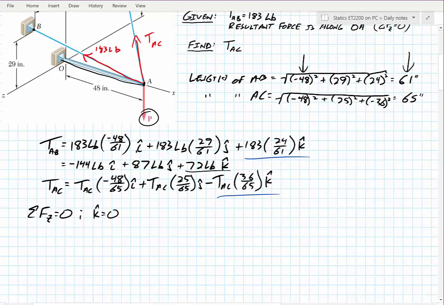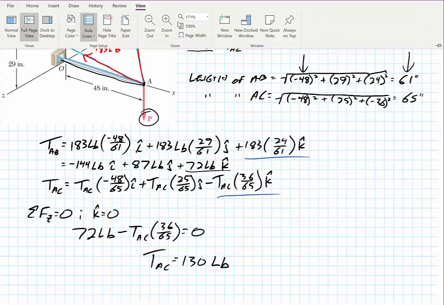Probably should have put a line under the other one because I already have it calculated out. So with my k hats, I have the 72 pounds, minus the unknown tension AC, whose component in the z direction is 36 over 65. And that whole thing is equal to 0. From that, I can solve for the tension of AC and find that it is equal to 130 pounds.